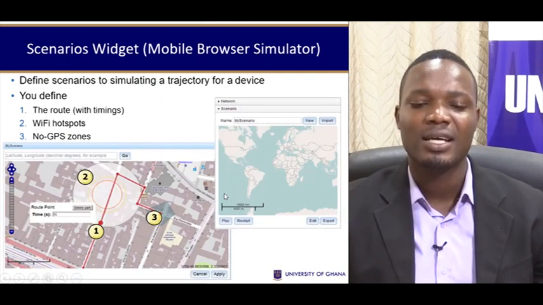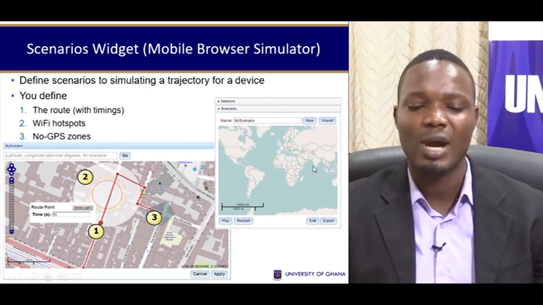Then finally, the last widget we can use is the scenarios widget, which we can use to define scenarios to simulate a trajectory for a device. So in a case where we want to test the dwell inside, dwell outside, we can use the scenarios widget to actually trigger that. You define the routes, the Wi-Fi hotspots, and then the no GPS zones. So we can actually have that radius, and you can see the UI is clear enough, easy to use to achieve this purpose.